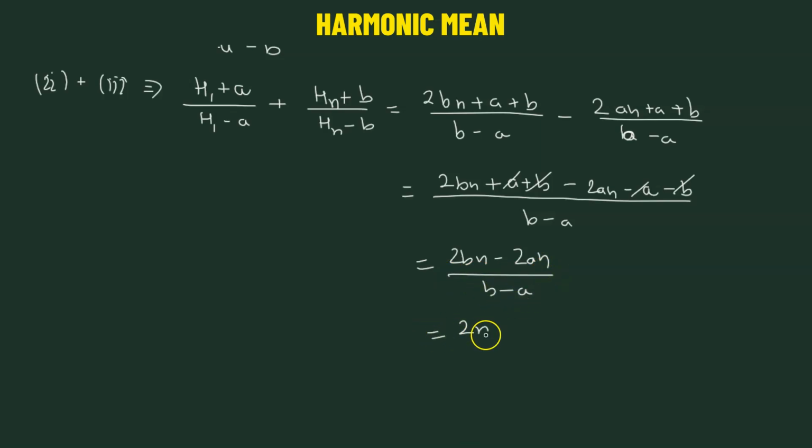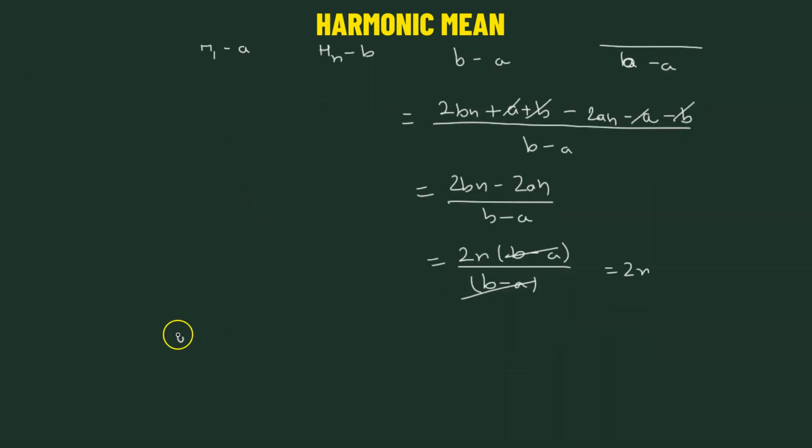If we factor out 2n, in the numerator we have 2n multiplied by b minus a divided by b minus a. Now we can cancel b minus a from the numerator and the denominator. This is going to leave us with 2n, and we have successfully shown that. So let's write it down. Therefore h1 plus a divided by h1 minus a plus hn plus b divided by hn minus b is equal to 2 times n. So this is what we were asked to prove, hence proved.